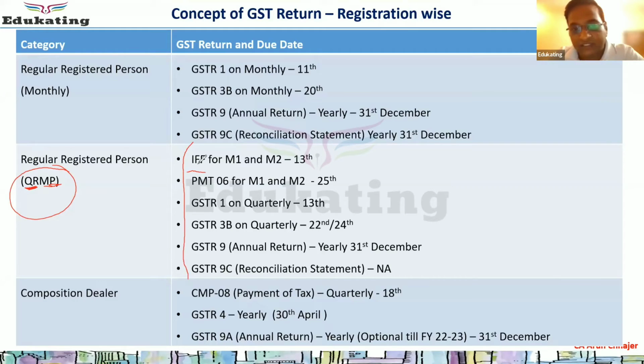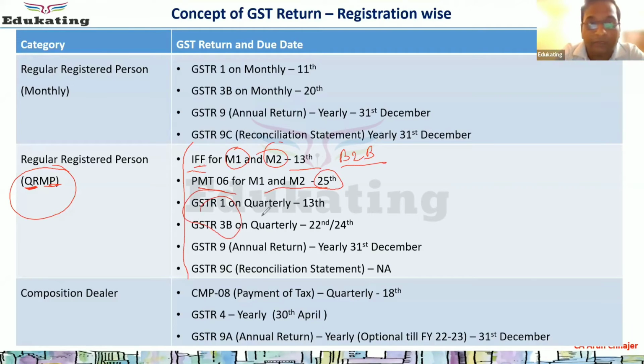IFF, Invoice Furnishing Facility. We will discuss some part in detail, that is B2B, correct? So B2B transactions to be reported through IFF for M1 and M2. The due date is 13th. PMT 06 for M1 and M2, the due date is 25th after the end of the month.